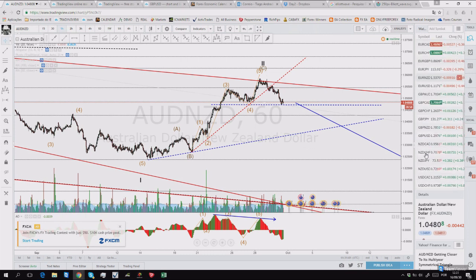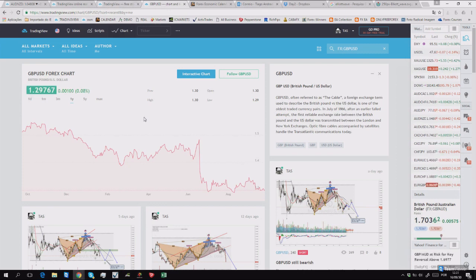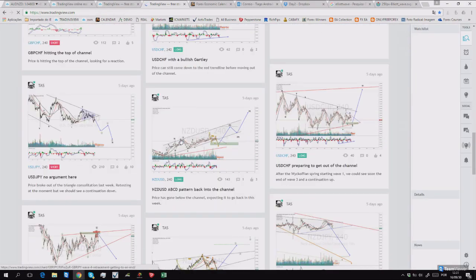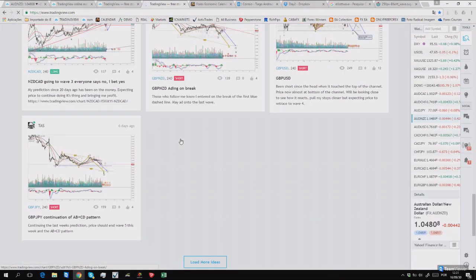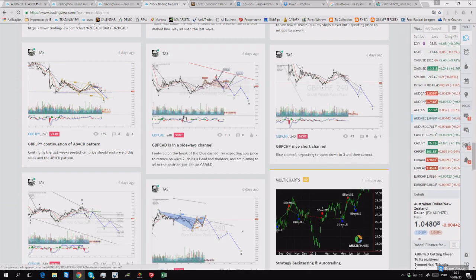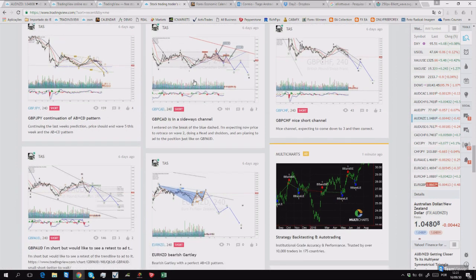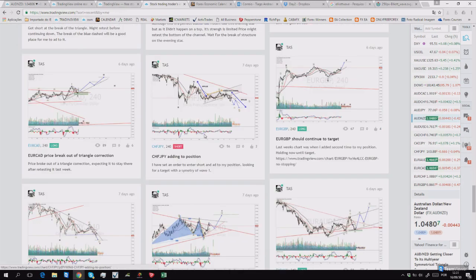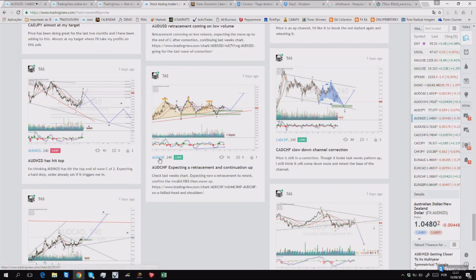I have a chart. I don't know what chart it was. It was some NZD thing. You see here. Okay, here it is. Okay, how they see CHF.